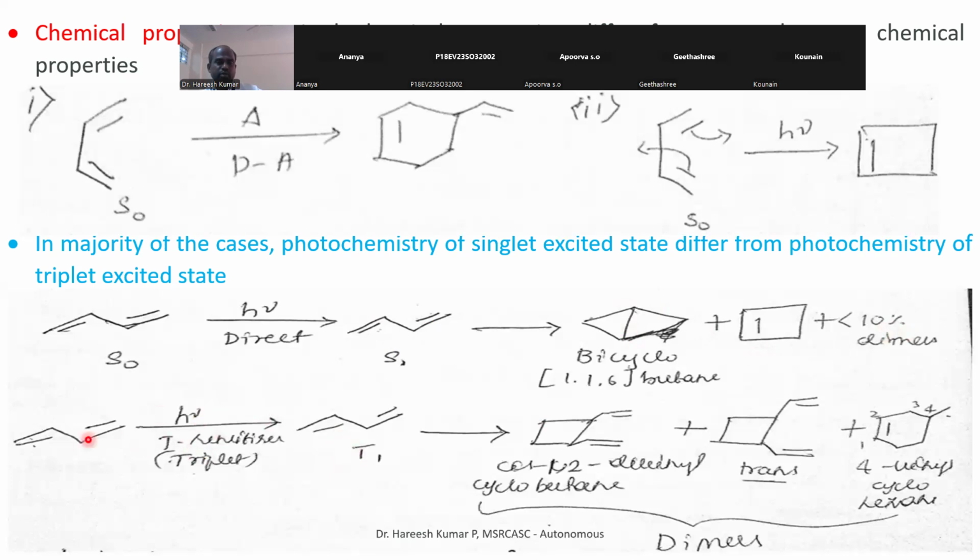And then when it comes to butadiene irradiation with the triplet sensitizer, the triplet sensitizer may be a benzophenone. In such a case, a triplet excited state is obtained, and the triplet excited state can lead to the formation of a dimer product. This is one dimer, this is another dimer. What's the difference between these two?